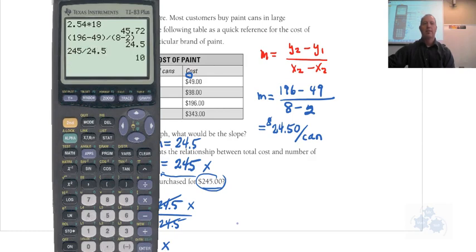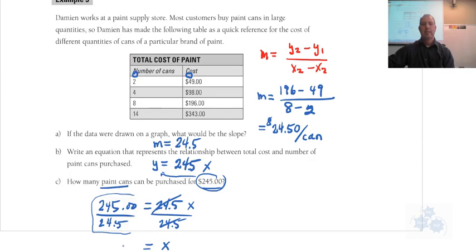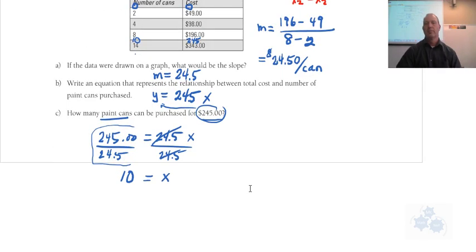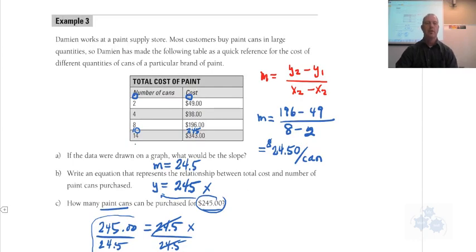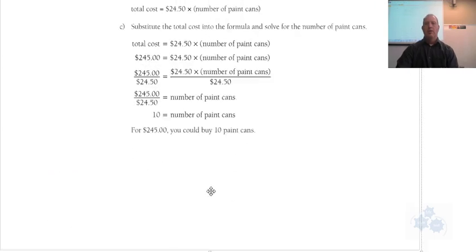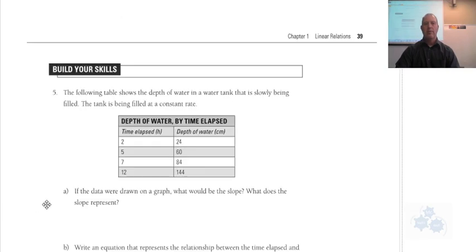That is 10. So x equals 10, which means that if you had 10 cans, it would fit in here between 8 and 14, the cost would be $245, which actually fits in there really nicely, doesn't it? It makes sense, doesn't it? Okay? Working with the equation, very, very important. This is a simple one too. Y equals mx. M is your slope.